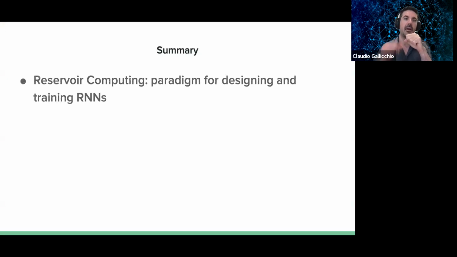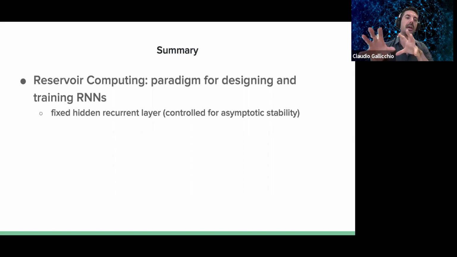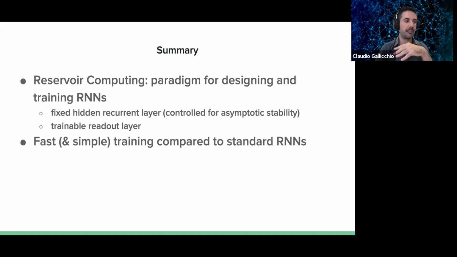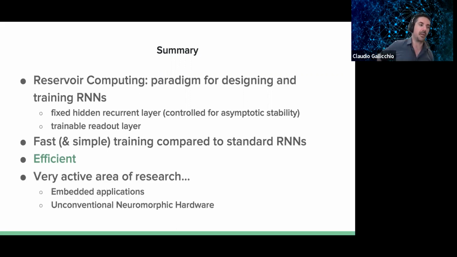In summary, what I tried to convey in my talk is that reservoir computing is a paradigm for designing and training recurrent networks that is based on having a fixed hidden recurrent layer controlled under a condition for asymptotic stability, what is called the echo state property. We said we can do that by looking at the eigenvalues of the dynamical system. And on top of that, we have a trainable output or readout layer. The main property is that it is faster and simpler to train compared to standard recurrent neural networks. And this leads to efficiency under several perspectives.